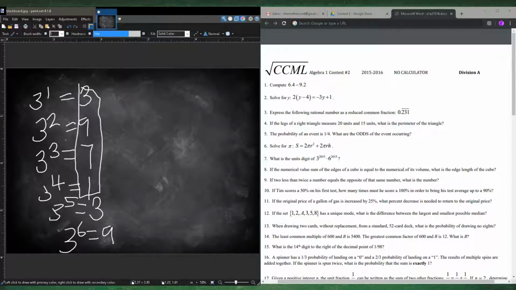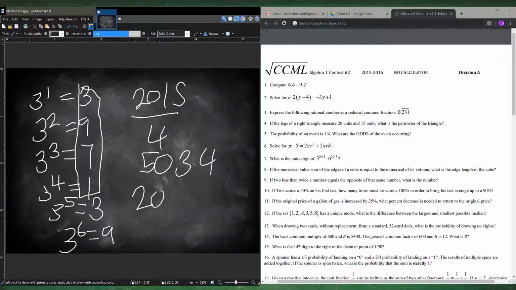So every single 4. So 2015, right? How many 4s is that? Divide that by 4. That's 503 with a remainder of 3. Multiply 503 by 4, you get 2012, right? So 2015 minus 2012 is 3.